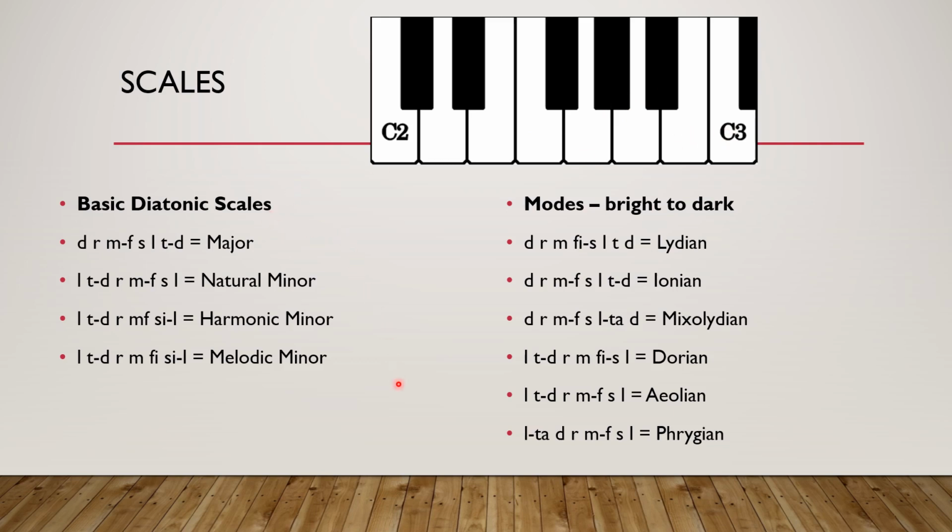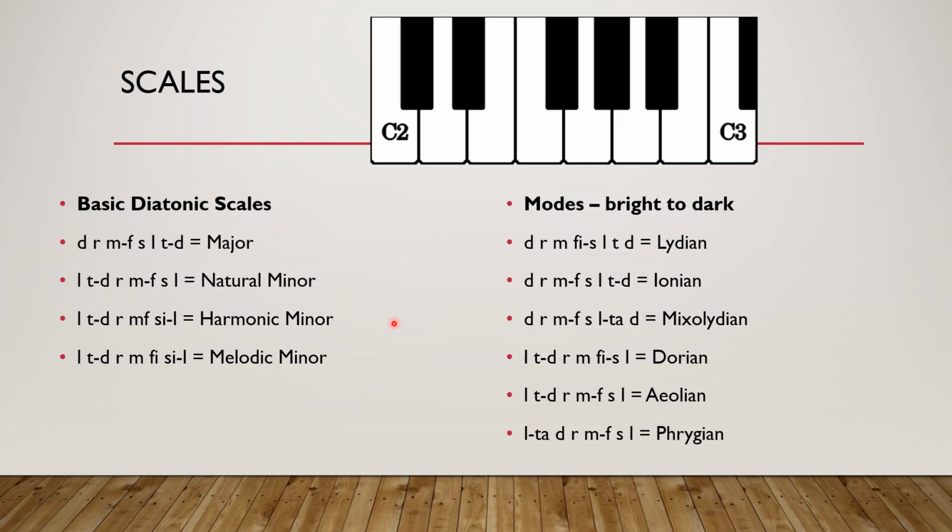We can do this for all of our diatonic scales and all of our modes. Remember, these are just ways of organizing scales into bright and dark and give them a name so we can come back to it when we want to describe something in a similar way.